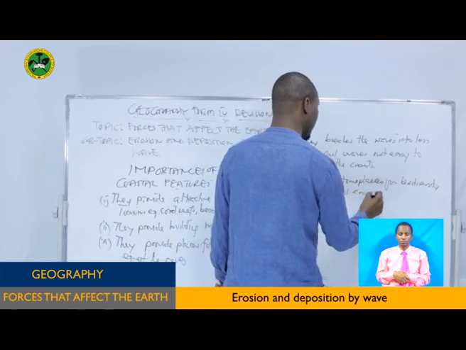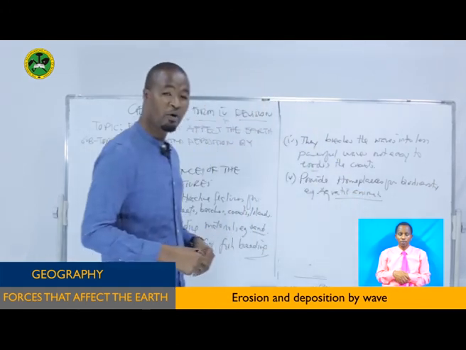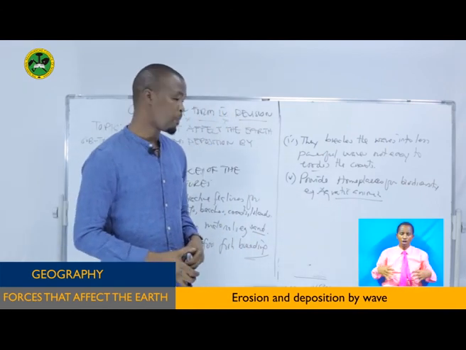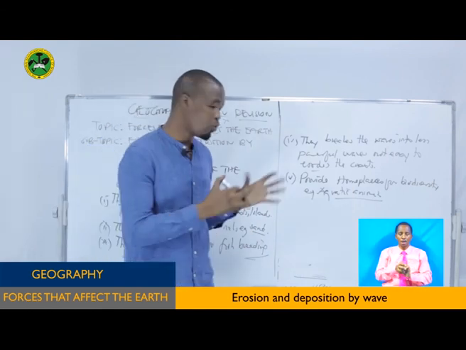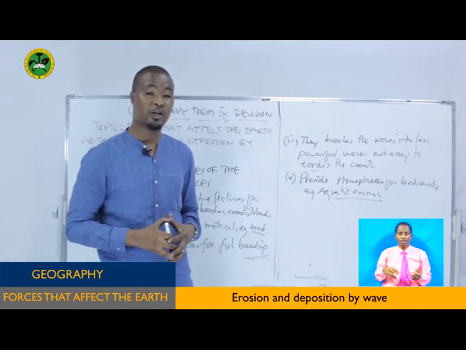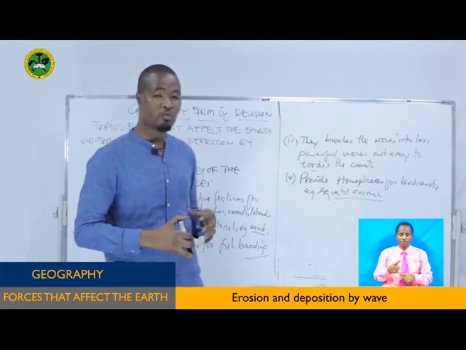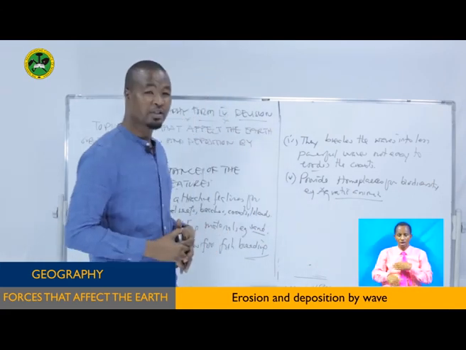They provide home places for biodiversity. For instance, the aquatic animals, fishes. See, we have different types of fishes found within the sea. We may also use water from the sea for different purposes: industrial, domestic, agricultural, etc. So these are some of the importance of the coastal features.